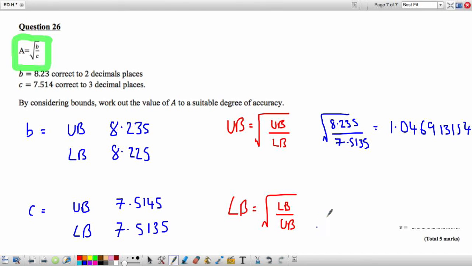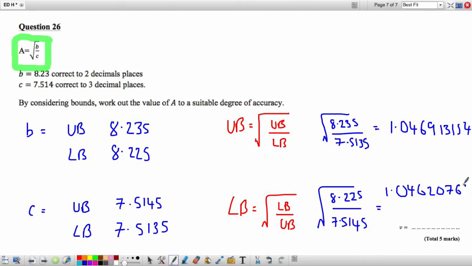And here for our lower bound, we're taking the square root of 8.225 divided by the upper bound 7.5145, which gives us 1.046207692. Now we need to look and compare these two values.